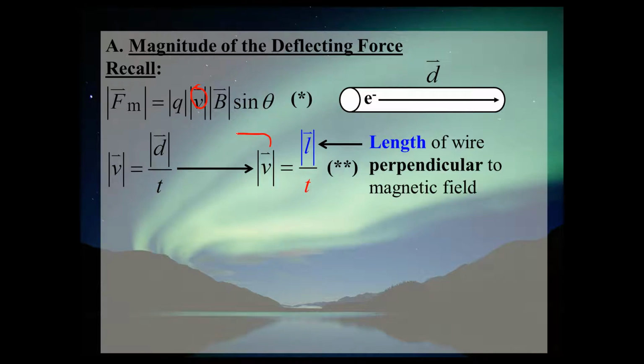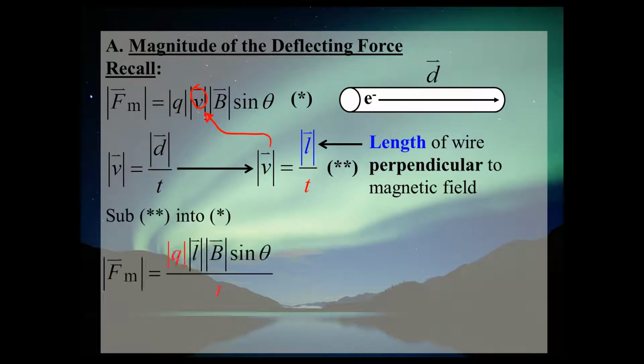We're going to take this equation and plug it in for V. So sub 2 into 1. When we do that, we would get Fm is equal to QLB sine theta divided by T, where T is the amount of time it would take the electron to go across that length. I highlighted absolute value of Q and T because we can take those two variables and combine them into another one, which is current. Current is defined as the rate at which charge passes through a conductor in 1 second.